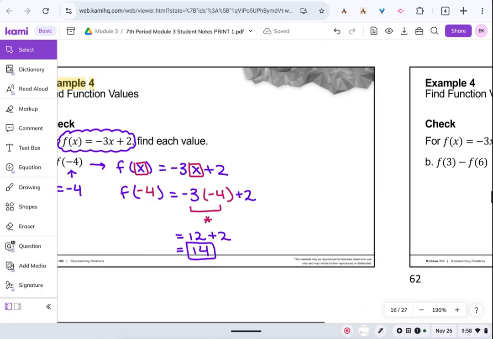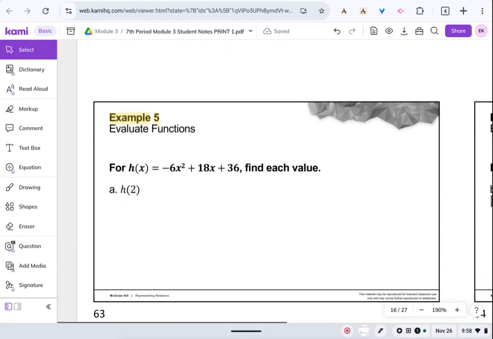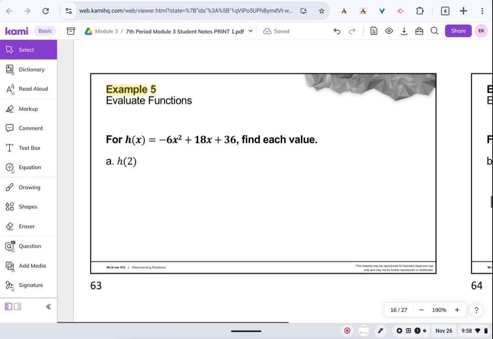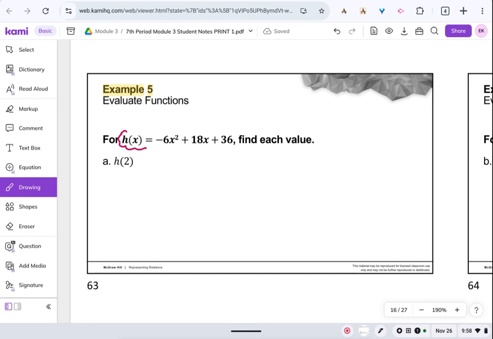We're not going to do the next slide 62. We are going to look at slide 63 because this one has a little bit more going on with it. So again, checking our function. This one uses the letter h, and that really doesn't mean anything different. It's just talking about it as being a different function value. Okay, again, right here, that means that x is going to be 2. So I'm going to go ahead and rewrite my function that was originally in the problem. So h of x equals negative 6x squared plus 18x plus 36.